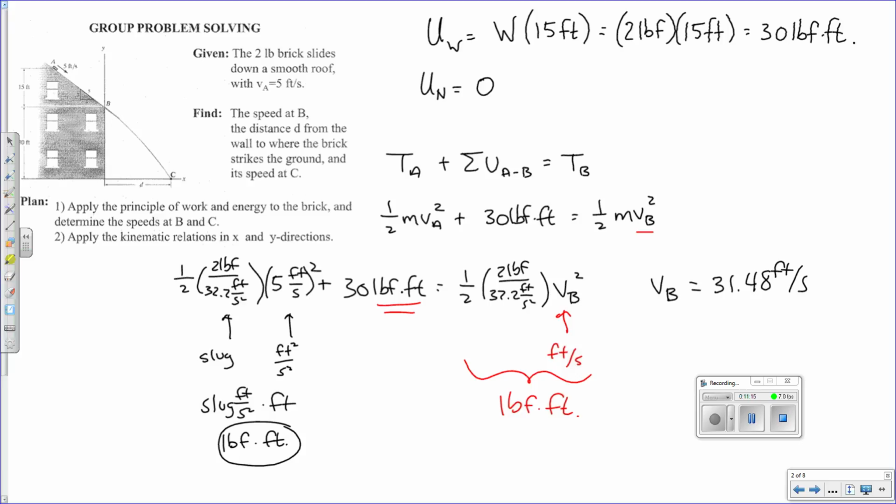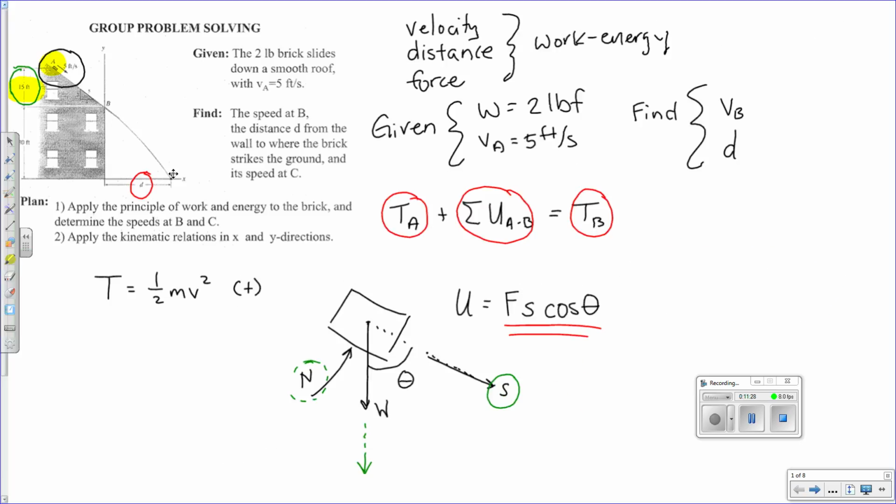Okay, so that answers the first part, which is what is the speed at B? In order to do that, we had to project the distance, the direction of the displacement, in the direction that the weight force was pointing. So we took this S component and we projected it downwards, and we knew that from location A to location B, the difference in height in that downward direction is 15 feet. So 15 feet times the magnitude of the weight, 2 pound force, gave us 30 pound force feet.